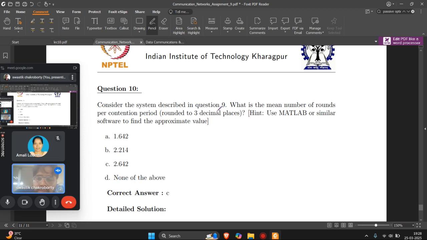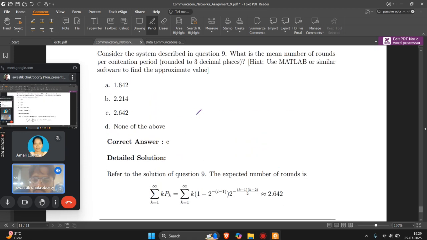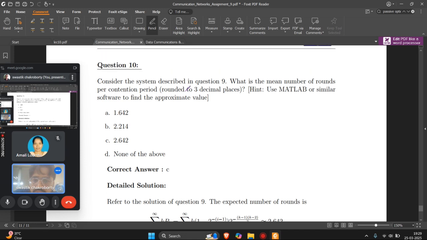Now consider the system described in question 9. What is the mean number of rounds per contention period? So here basically for every contention window we have found the probability that the contention will end in the kth attempt. Now they are asking for the mean number of attempts, the mean number of rounds, so the expectation of k.